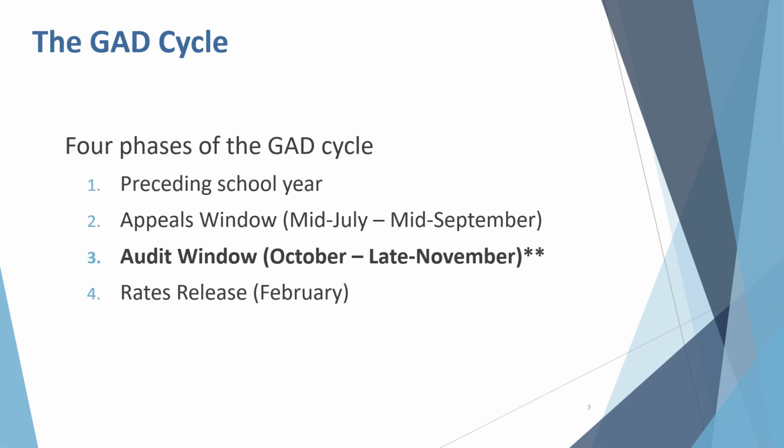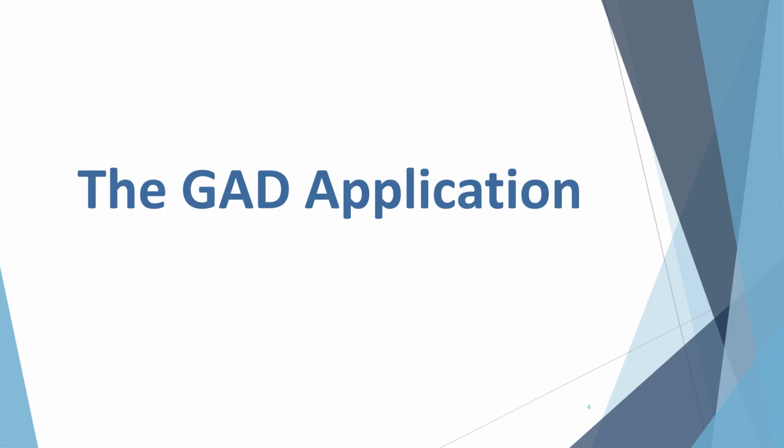The GAD cycle consists of 4 phases. There is the preceding school year, the appeals window, which opens mid-July through mid-September, the audit window, which runs from October through late November, which is where we're currently at, and then the final rates release, which occurs in early February. Now jumping into the GAD application.